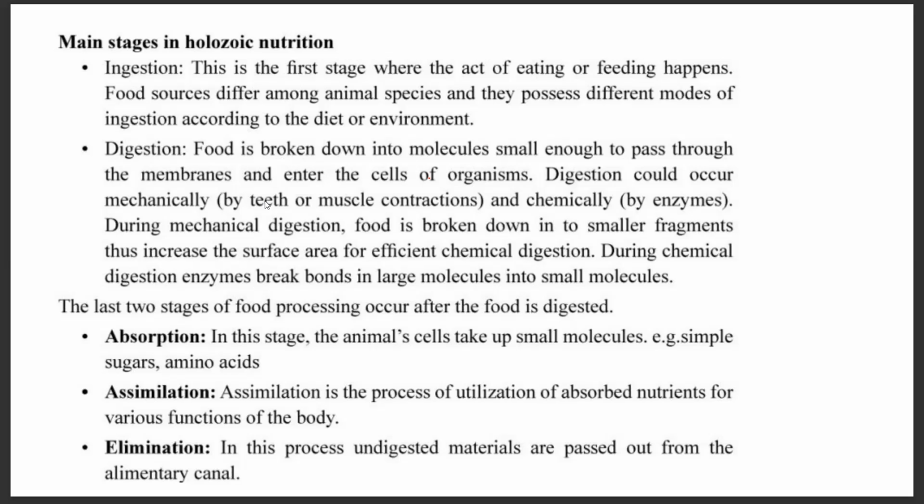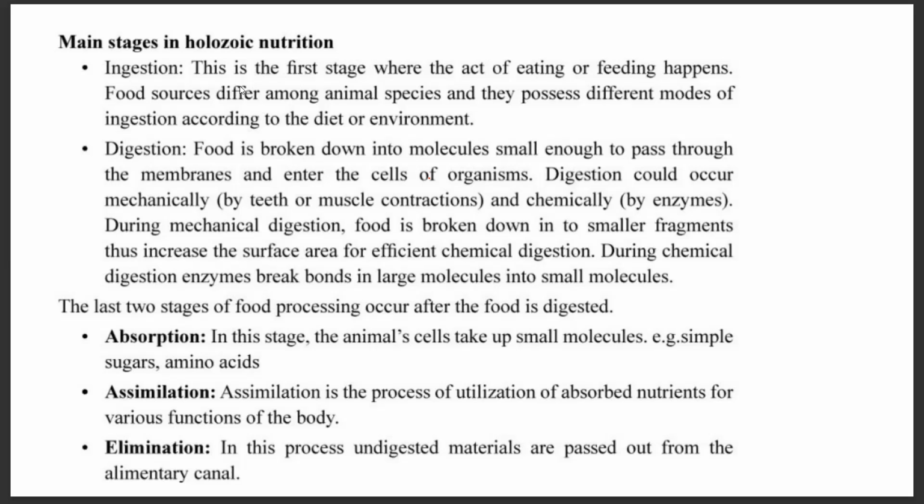The last two stages of food processing occur after food is digested. Absorption. In this stage, animal cells take up small molecules, for example simple sugars and amino acids. And assimilation. Assimilation is the process of utilization of absorbed nutrients for various functions of the body. And the last step is elimination. In this process, undigested materials are passed out from the alimentary canal. Okay, so that is the note given in the resource book.